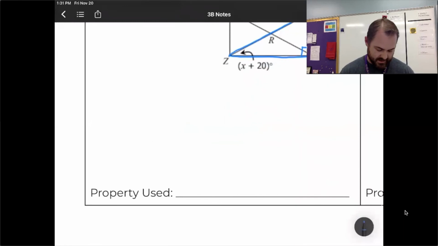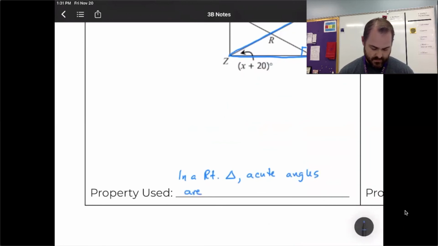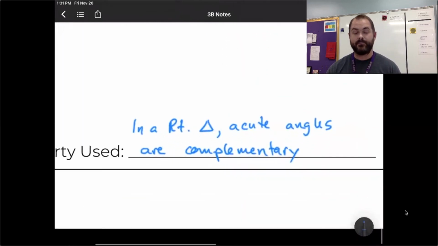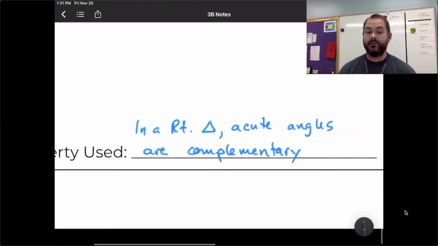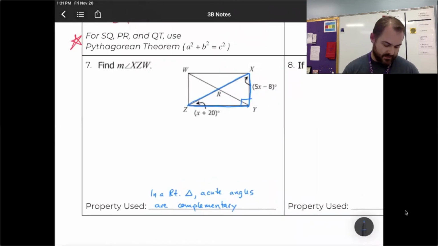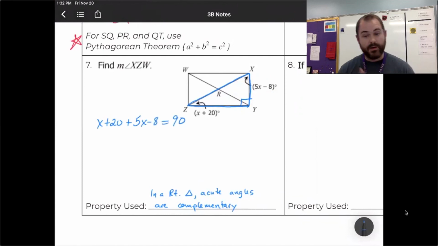And the property I'm using is that in a right triangle, acute angles are complementary, meaning they add up to 90 degrees. In a right triangle, acute angles are complementary. They add up to 90. All right, so let's write that equation then. We can say that one angle measure, x plus 20, plus the other angle measure of the acute angle, 5x minus 8, equals 90. Not 180, equals 90.